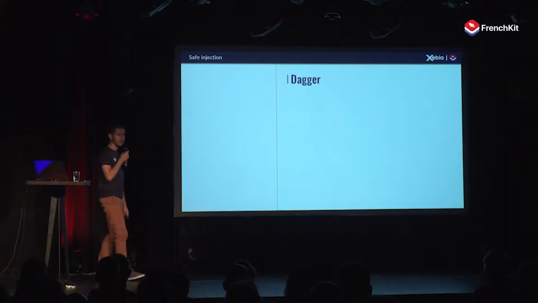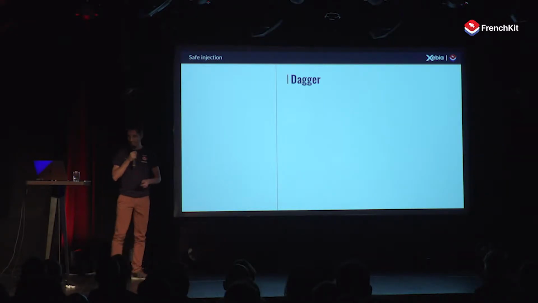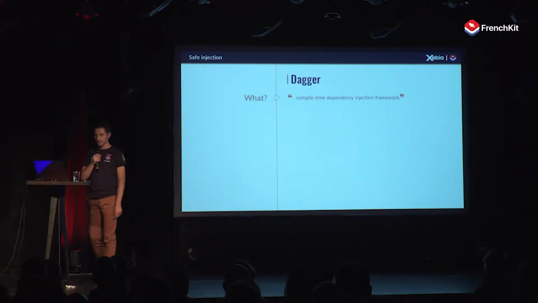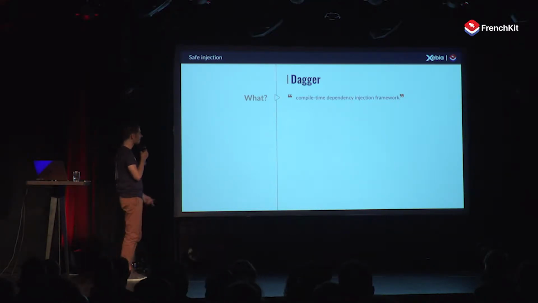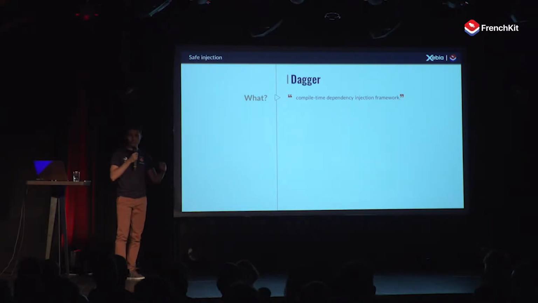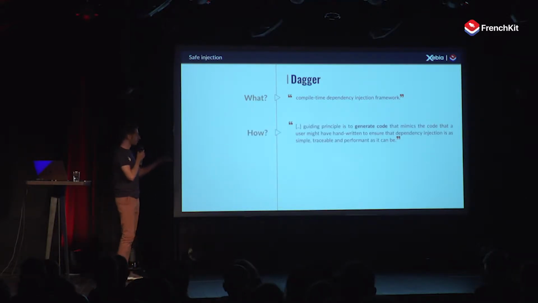It's called Dagger. Does anyone know Dagger? Yeah, one or two. So Dagger is a dependency injection framework. That's pretty cool. And it's a compile time dependency framework. So it means that at compile time, you know which dependencies are available or not. And it does that just by generating code, so code that a human being would have written.